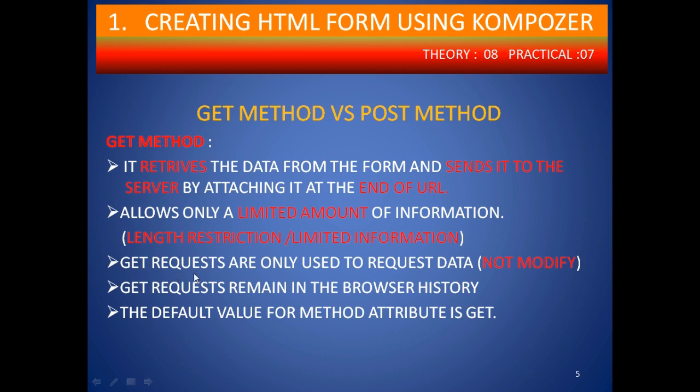Using get, requests are only used to request data, which means whatever information we are sending, we cannot modify it. Get requests remain in the browser history. So whatever data we are sending is stored in our browser, and whenever we want, we can check it again. The default value for the method attribute is get.